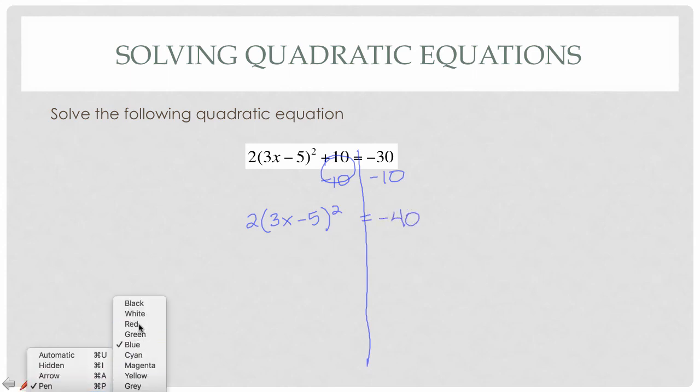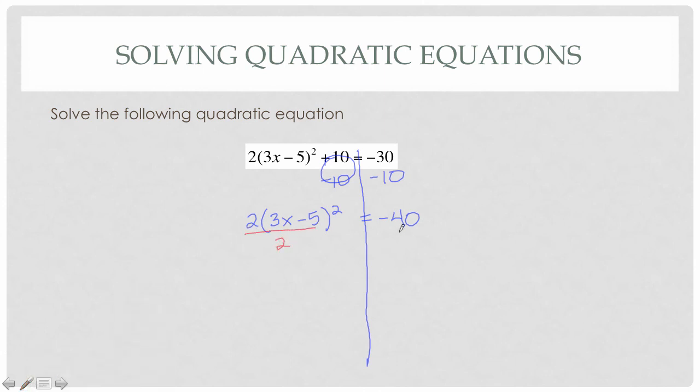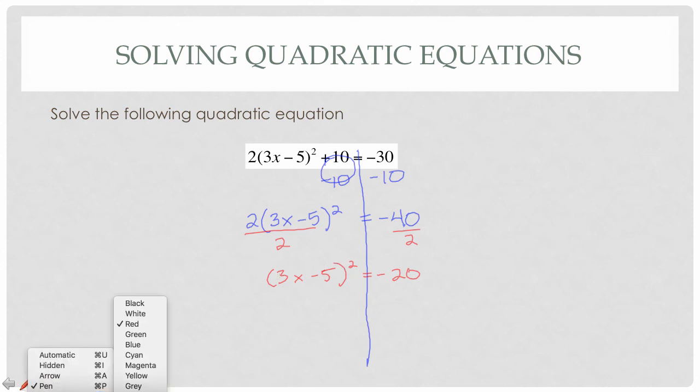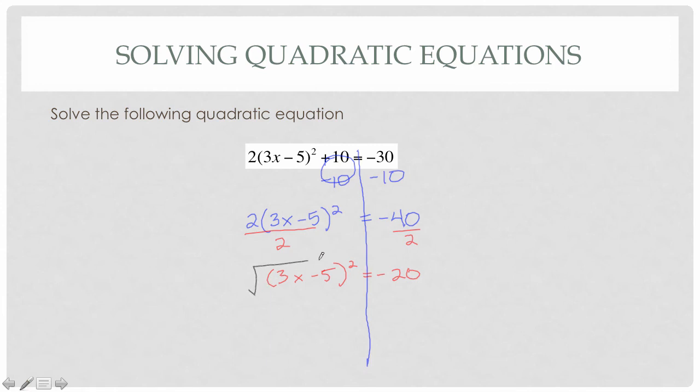Okay, let's divide both sides by 2. So (3x minus 5) squared equals negative 20. Slowly moving this thing down. Before I can tackle what's in the parentheses, I need to square root both sides. So I'm going to square root both sides, and we get 3x minus 5 equals plus or minus the square root of negative 20. Ooh, I'm going to have a complex thing going on right here.